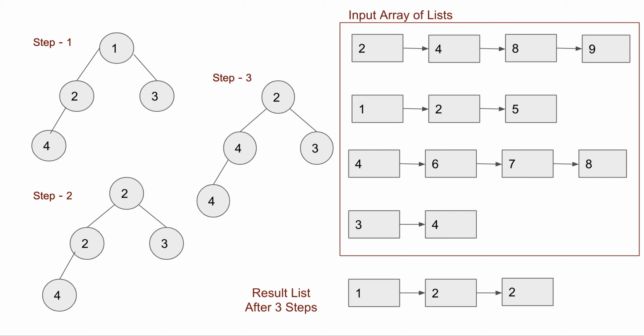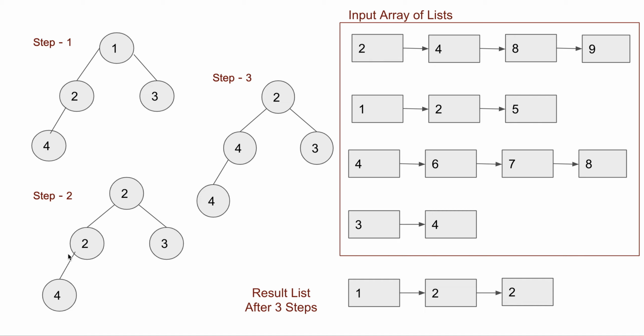Now let's talk about our solution. Our solution basically uses a min-heap or priority queue. If you want to implement a min-heap in Java, you can simply use a priority queue, and your comparator should arrange elements in such a way that the minimum element always remains at the head of the queue.